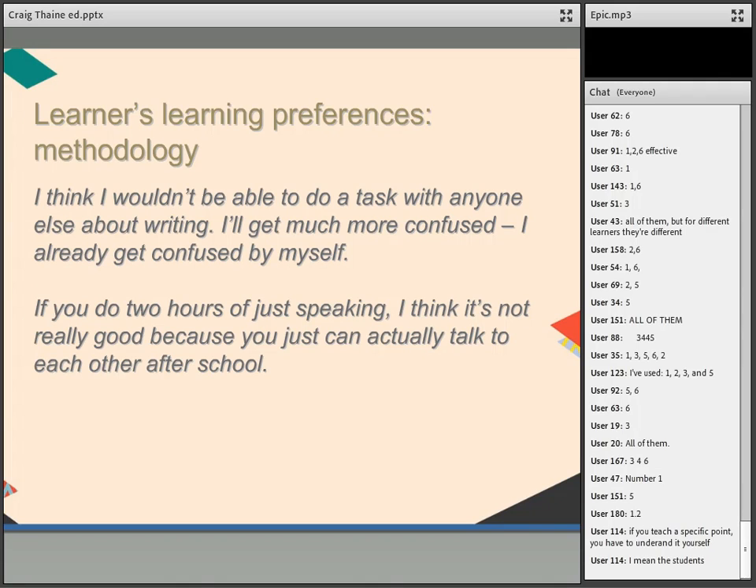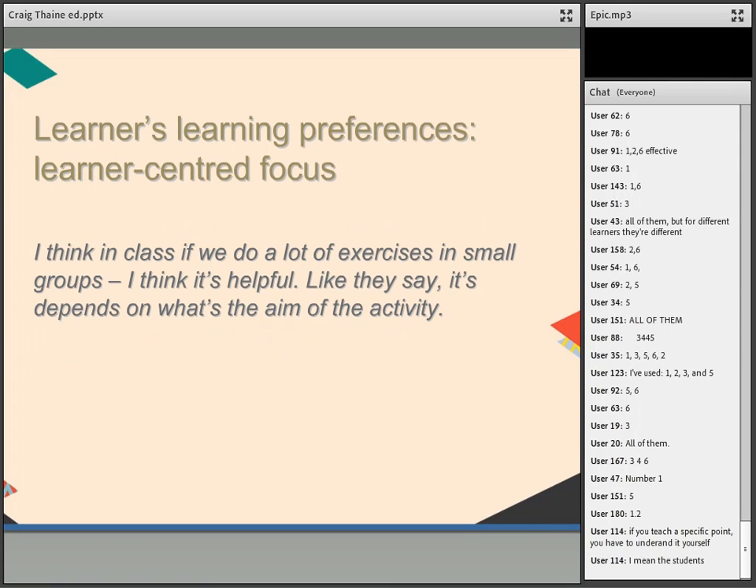The other comment that they made, and this really is relevant to the fact that I was conducting this case study in New Zealand, in other words, an English-speaking country. A lot of the learners felt that if they just wanted to do task-based, freer speaking and things like that, they could actually do this after school and talk to each other after school. So they were a little bit lukewarm about a lot of these ideas. I think this is a fair comment. They like to do activities in small groups, but they do like to consider what the aim of the activity is.